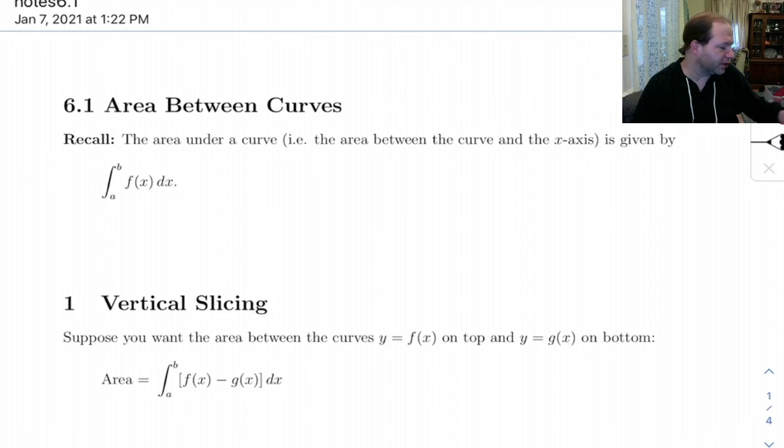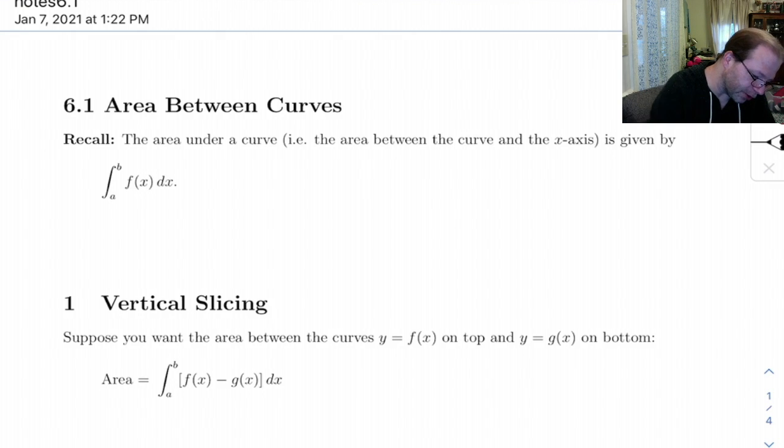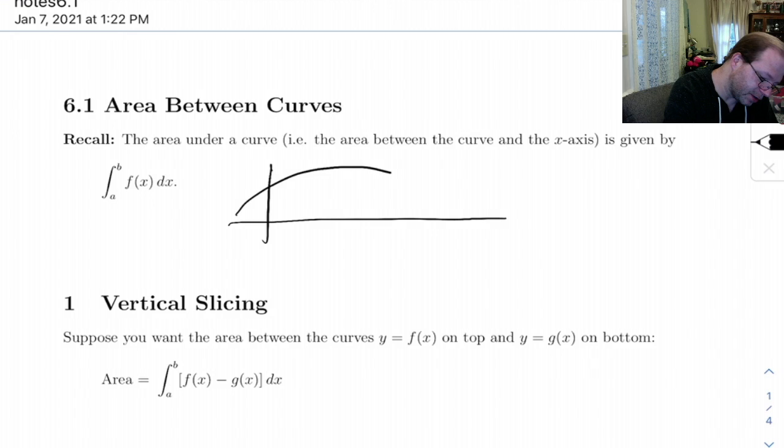In 6.1, we're going to look at finding the area between curves. Now this kind of picks up from where Calc 1 left off on area under curves. Remember, if you have a definite integral from a to b of f of x dx, if f of x is a positive function from a to b, then what you get is the area under here.